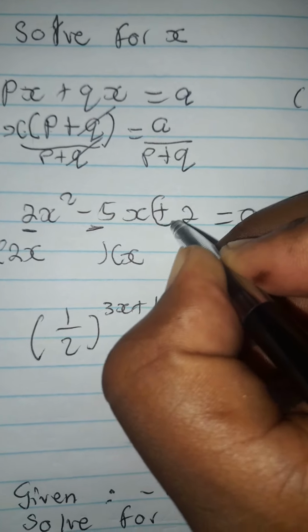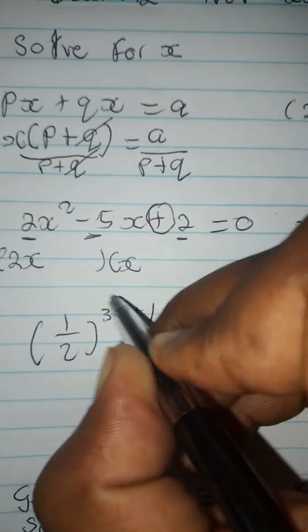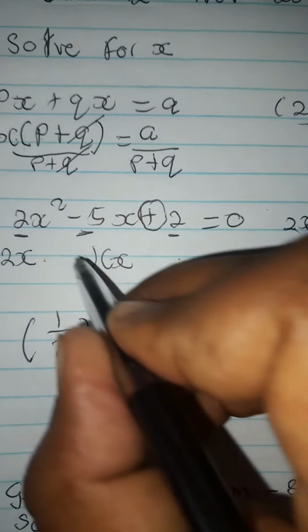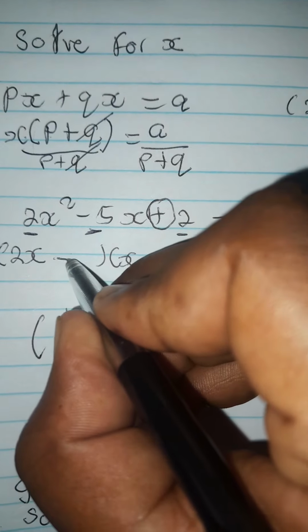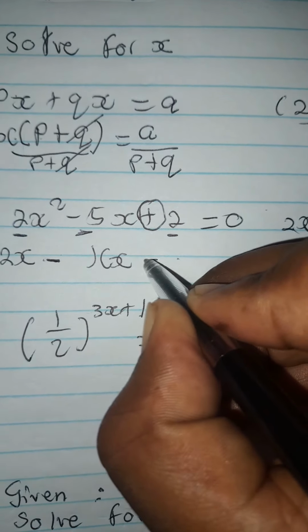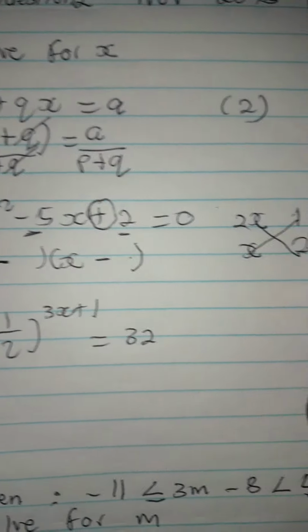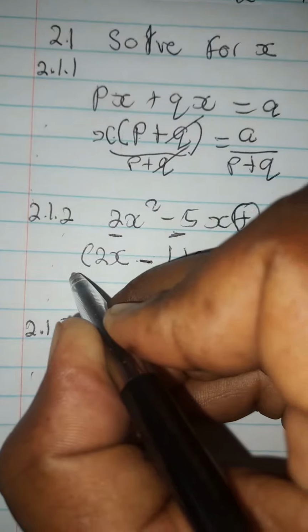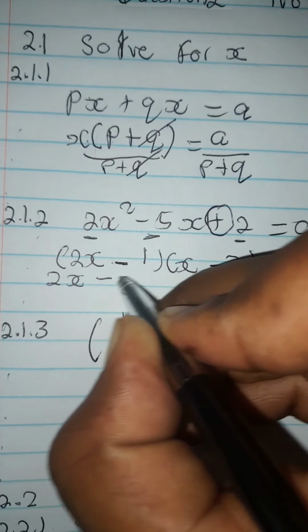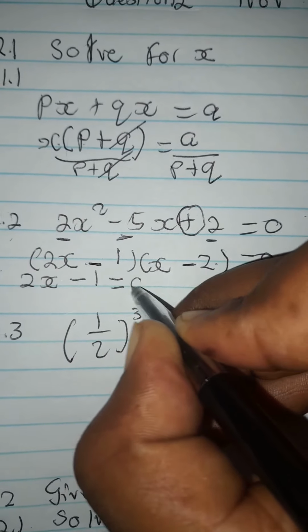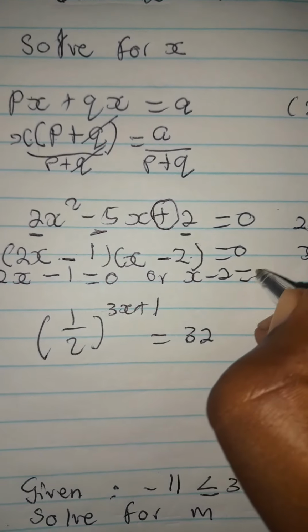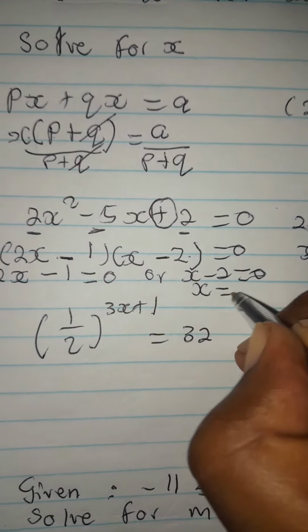So the middle term will determine what our sign will be. Since it's positive, we are going to have the same sign, so in this case it's going to be minus, and in this case it's going to be minus. Remember, 2x goes with 1 and x goes with 2. The second step is to equate all of those factors. So we are going to say 2x minus 1 is equal to 0, or x minus 2 is equal to 0. So the solution here will be x is equal to 2.